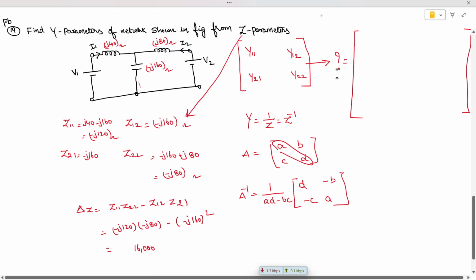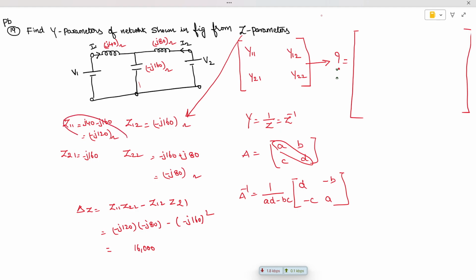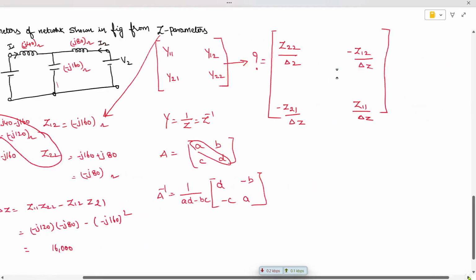So here you see the diagonal elements have to be reversed. Therefore here you are going to get z22 and here you are going to get z11, divided by delta z. Here z12 and z21 remain, but we have to get negative polarity. So here we are going to write minus z12 divided by delta z, and here you are going to get minus z21 divided by delta z. So just substitute in this problem, then you can easily find the solution.